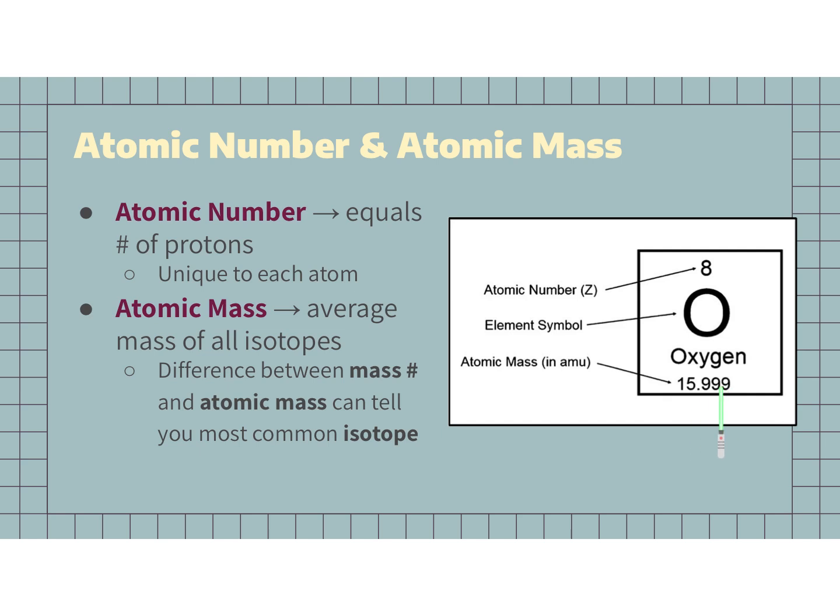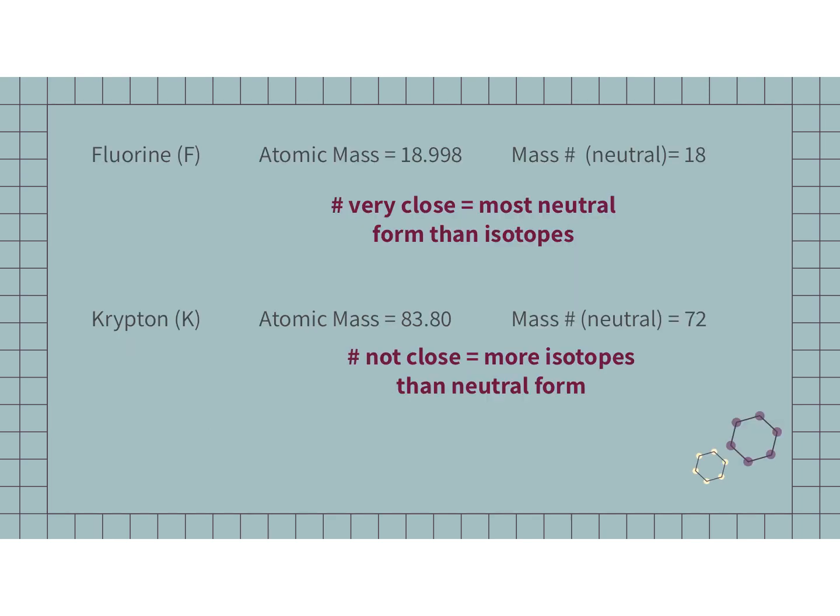And then at the bottom here towards the middle, usually with decimal points, you're going to have the atomic mass, which is the average mass of all the isotopes that exist for this element. Remember, this is not the mass number. The mass number you will not find on the periodic table because that is individual to each atom. That is the total number of protons and neutrons in that individual atom. You can, however, compare the neutral form mass number with the atomic mass, and it will show you how common the isotopes are for that atom. I'm going to show you that in a second.